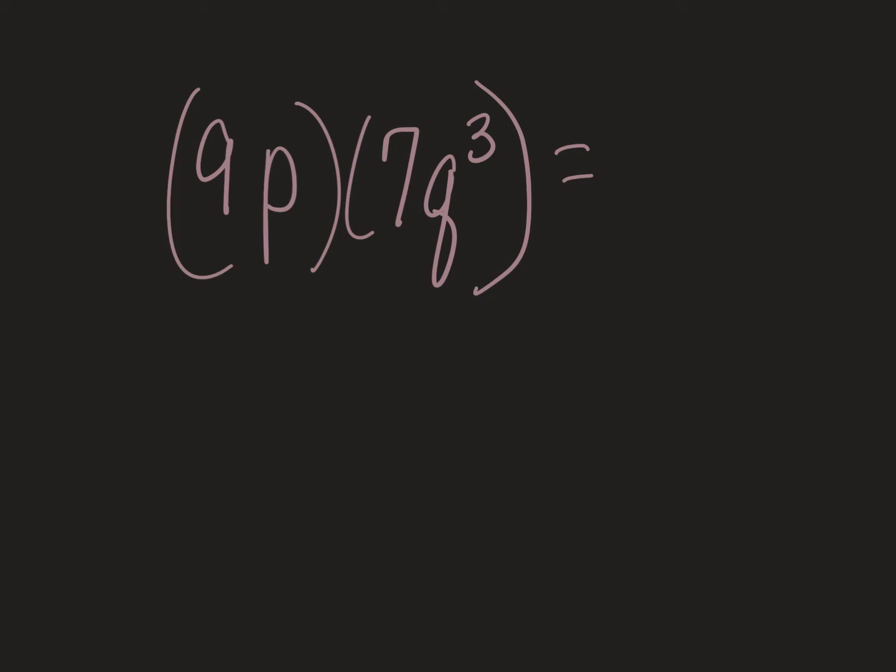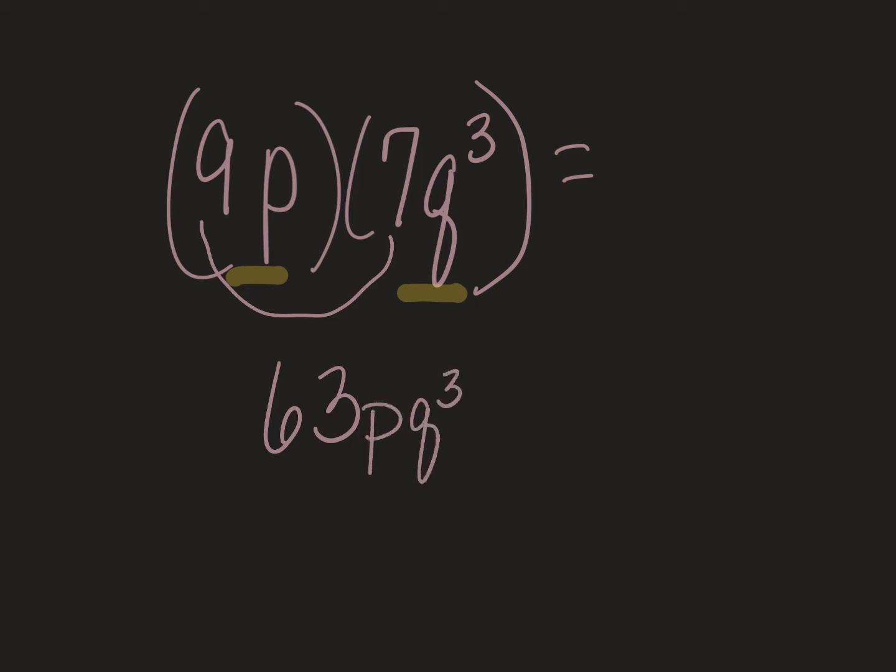So I got this. So here we go. Listen closely. So in this case, notice that you have a P and you have a Q. You remember you cannot add the exponents unless the variables are the same. Okay? But I can multiply 9 times 7, which is 63. What letter comes first, P or Q? P, and then Q to the third. That's your answer. Okay? That is your answer.